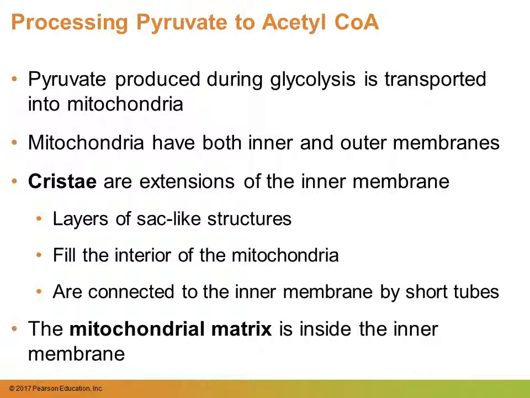Step 2 is pyruvate processing, and this processes pyruvate to acetyl-CoA. In other words, we're going from a 3-carbon molecule to a 2-carbon molecule, acetyl-CoA. And this is going to occur in the mitochondrial matrix. Keep in mind that mitochondria have a double membrane, an outer and then an inner membrane, and there's a matrix with a liquid. This is where pyruvate processing occurs, in the matrix.